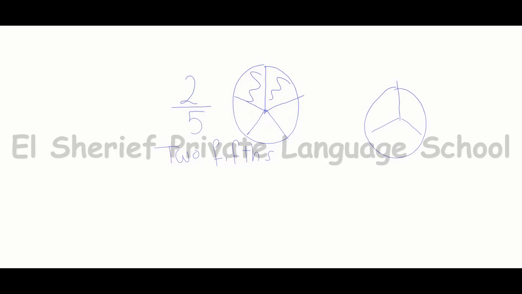I colored one part of three equal parts. So here in the bottom we write 3. How many parts do we have? Here we have 3 parts. How many parts do we color? One part. So it is read as one third.